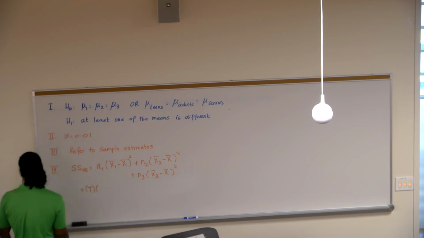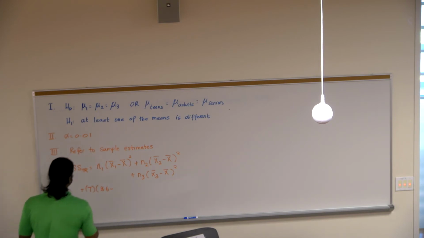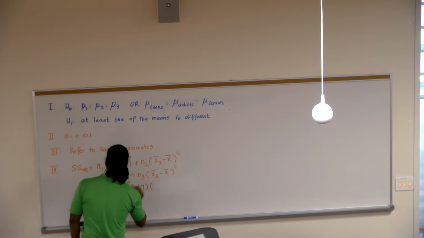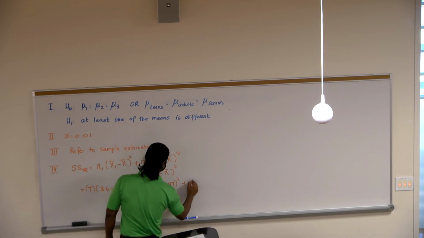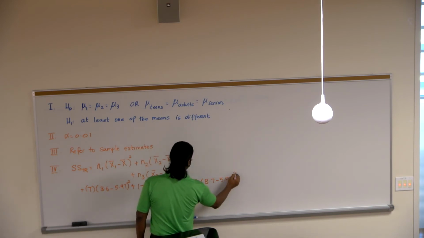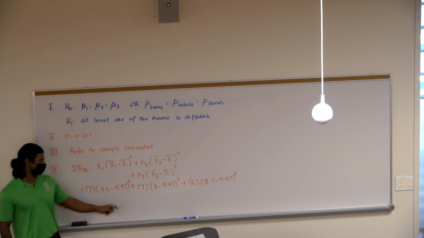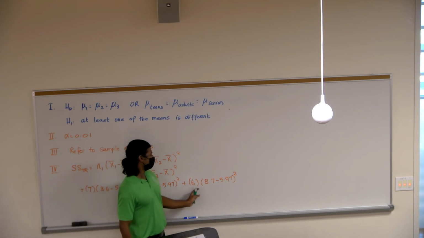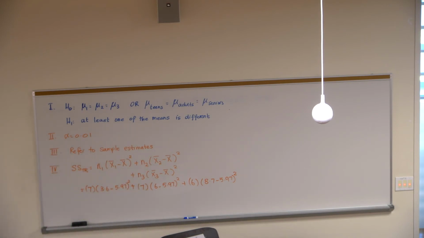We've got 7 times 7, so 7 multiplied by the first group mean minus the grand mean squared. Second sample size is 7. Second group mean is 6 minus 5.97 squared. Third group sample size multiplied by the mean of the third group minus the grand mean squared. Tell me what number you get. What do we get?